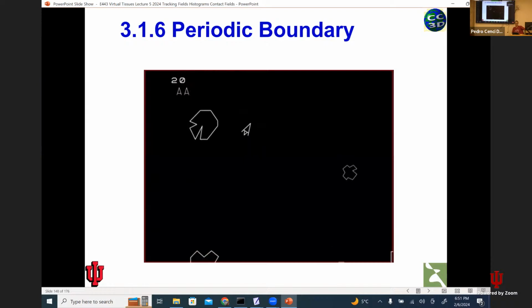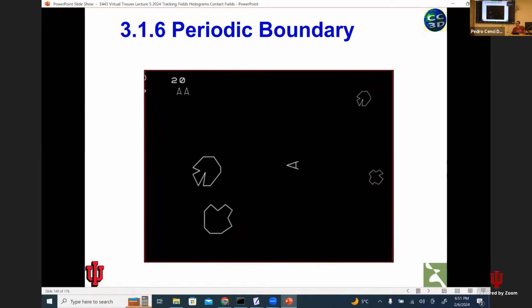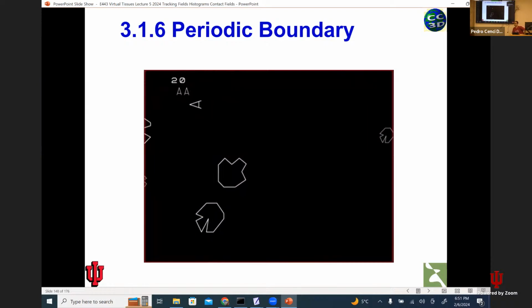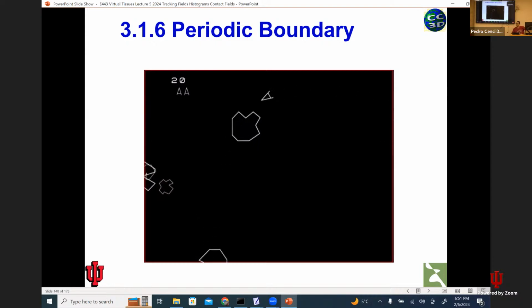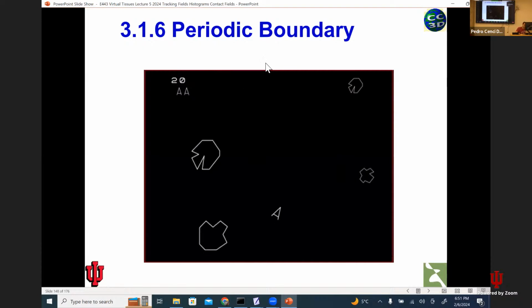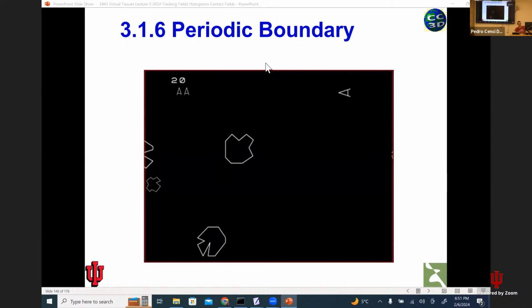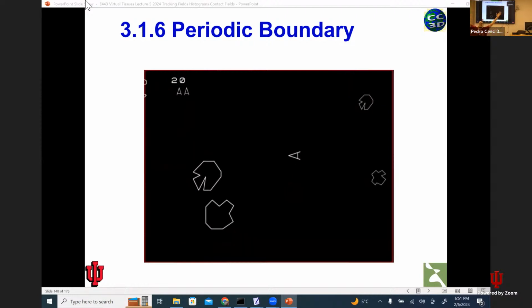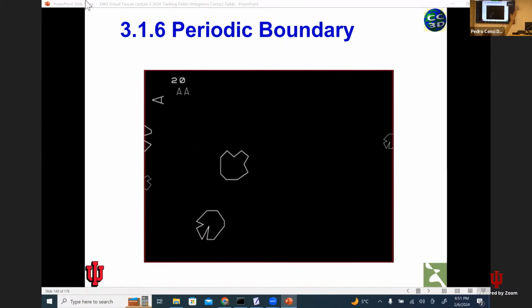Why would you use this in cell environments, in cell simulations? Alex, why would you use that in biological simulations? You don't want it to just go out. Where is Alex? Alex, my friend.